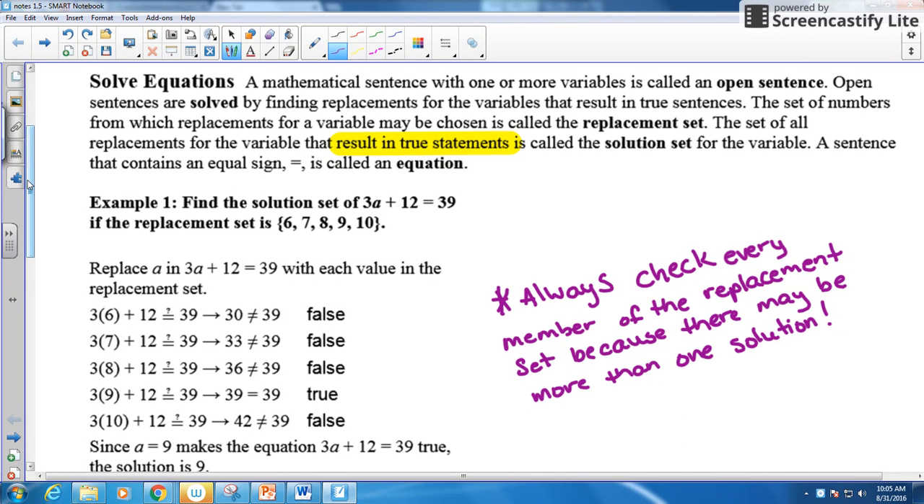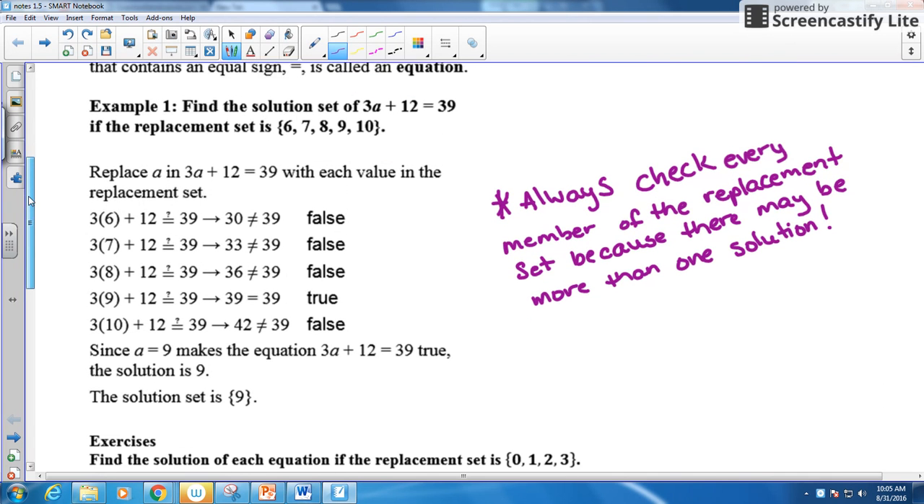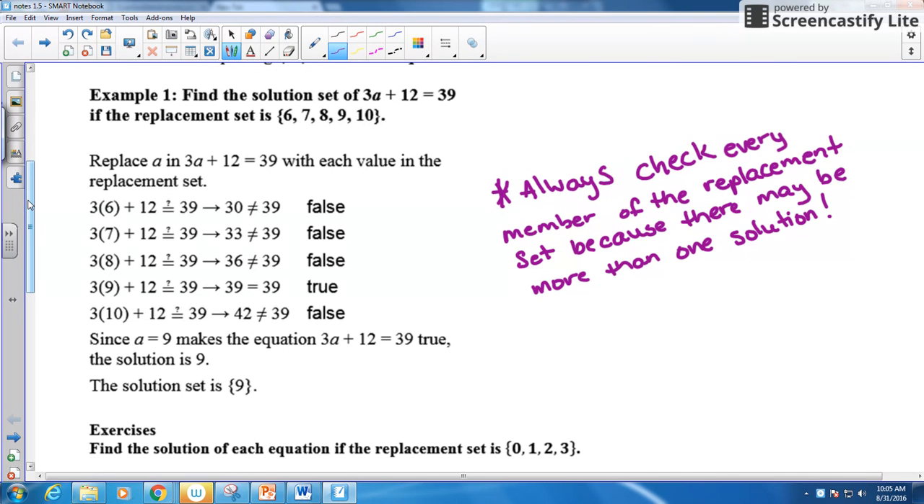So when we talk about a replacement set, we're talking about a set of specific numbers that they're giving us that we want to test and see which ones will create true statements, which ones will work in the equation. Okay, so let's walk through this example here.